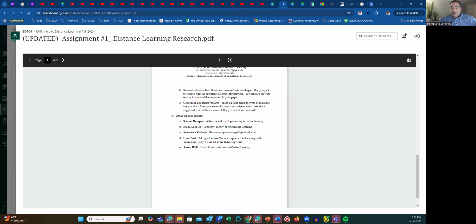But again, double-spaced paper, minimum of 2 to 3 pages, maximum of 3 pages, 12-point font, double-spaced. You can definitely do this with your outline.